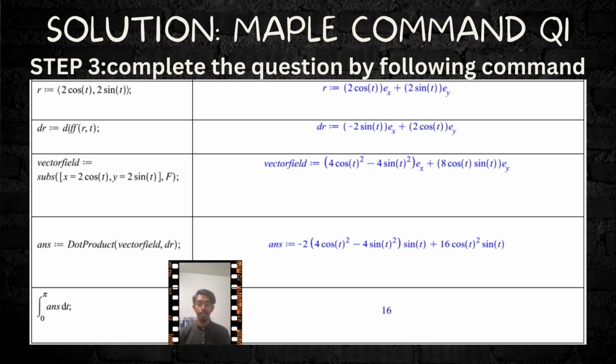For the final answer, we must integrate the answer with respect to t to find the work done. So we use the integral from 0 to pi, which is the interval, of the answer with respect to t. After we integrate using Maple software, we get the answer 16.